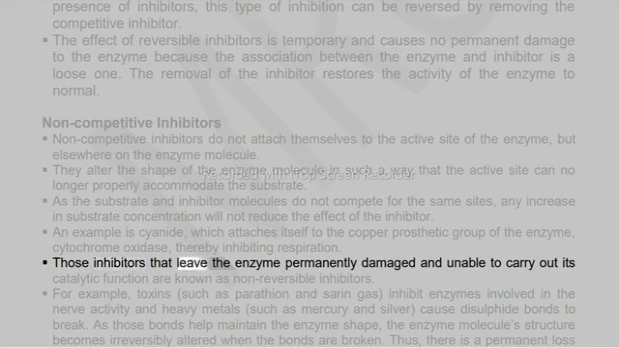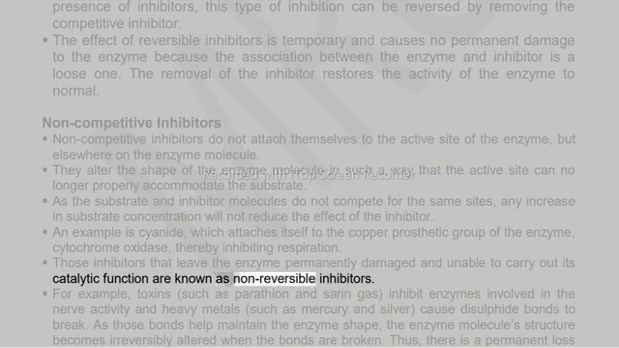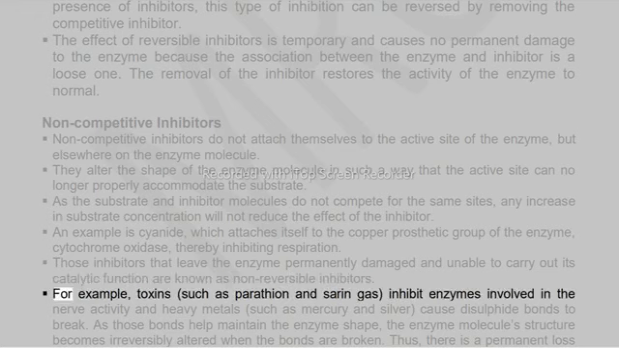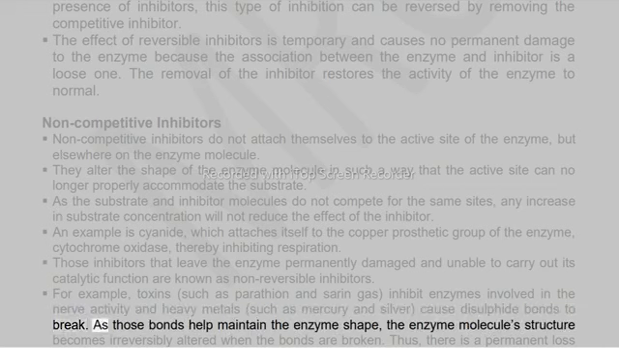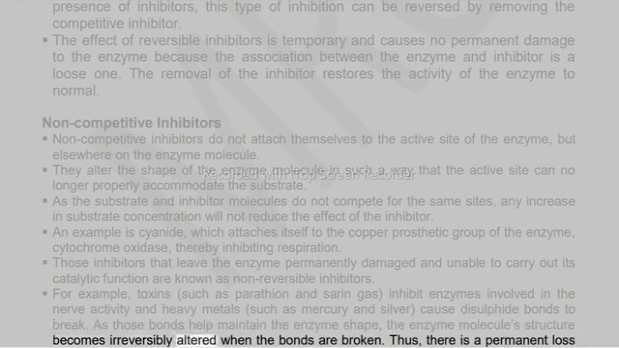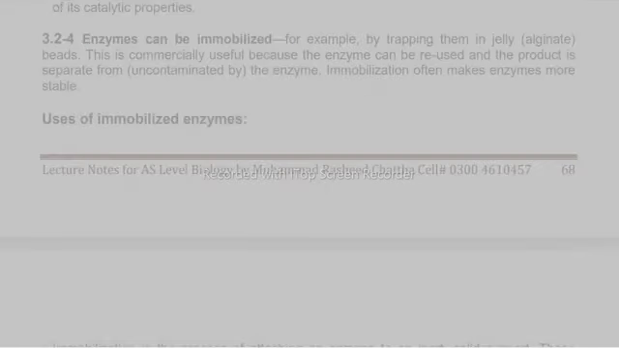Those inhibitors that leave the enzyme permanently damaged and unable to carry out its catalytic function are known as non-reversible inhibitors. For example, toxins such as parathion and sarin gas inhibit enzymes involved in nerve activity, and heavy metals such as mercury and silver cause disulfide bonds to break. As those bonds help maintain the enzyme shape, the enzyme molecule structure becomes irreversibly altered when the bonds are broken. Thus, there is a permanent loss of its catalytic properties.